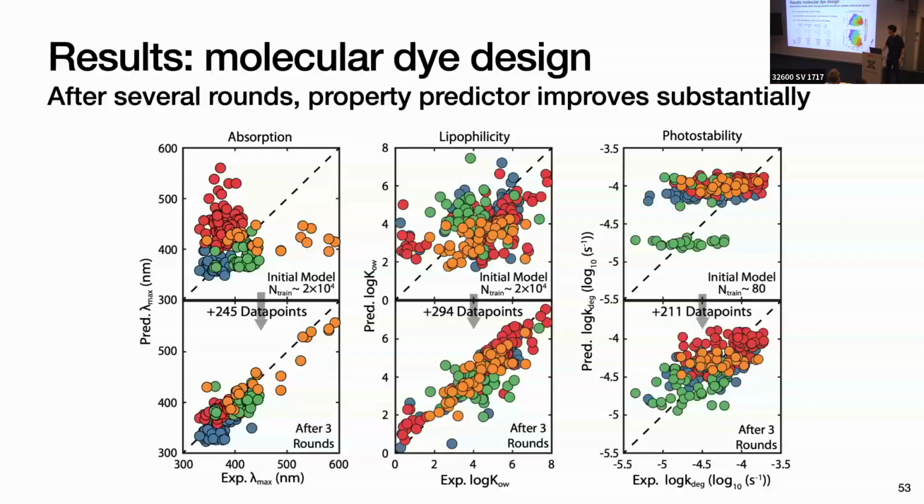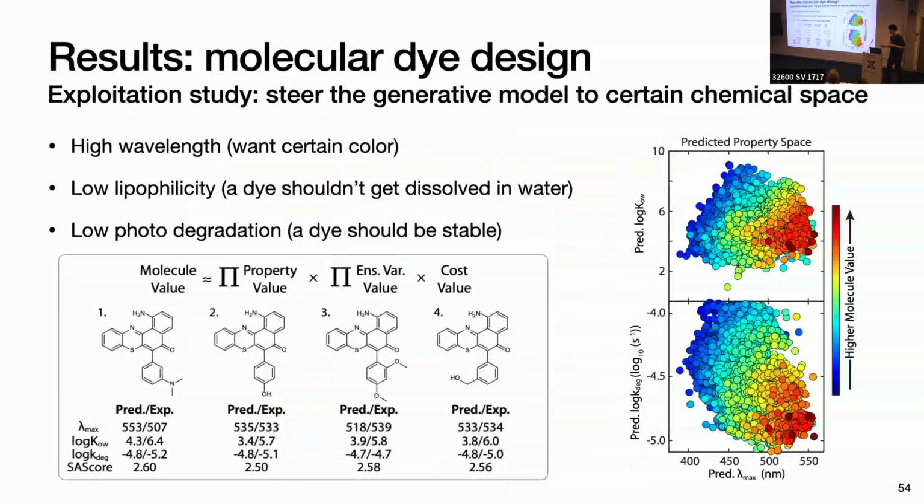Cool. Yeah. So we also did an exploitation study where we tried to just find molecules with high wavelength. We want a certain color. We want it to not be dissolved and to be stable, right? And we defined the molecular value in terms of all the property values divided by the ensemble variance, but we actually took 1 over the variance, so that the lower the variance, the more we should exploit, right? Plus 1 divided by the cost, right?